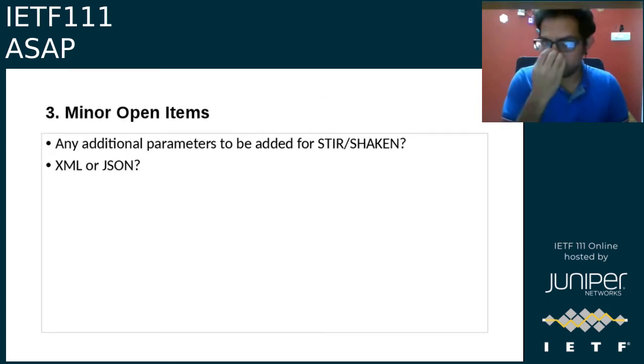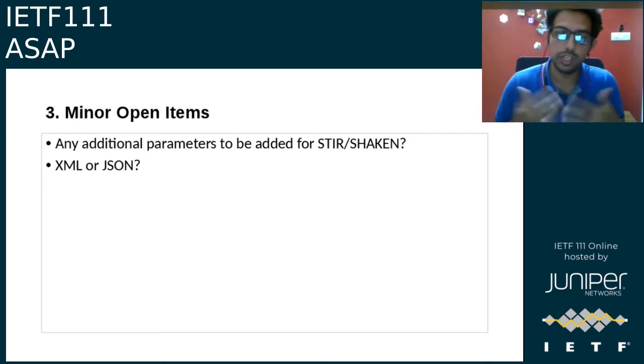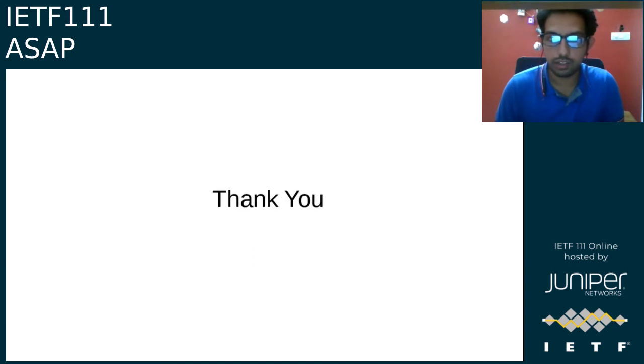And then we have a couple of minor open items. One is to discuss whether any additional parameters can be added for STIR or SHAKEN, apart from the 3 that I spoke about. And how do we represent the capability set document? Should it be an XML document or should it be a JSON document? So that's the other open item. Next slide. I think we're at the end of the slides right now.